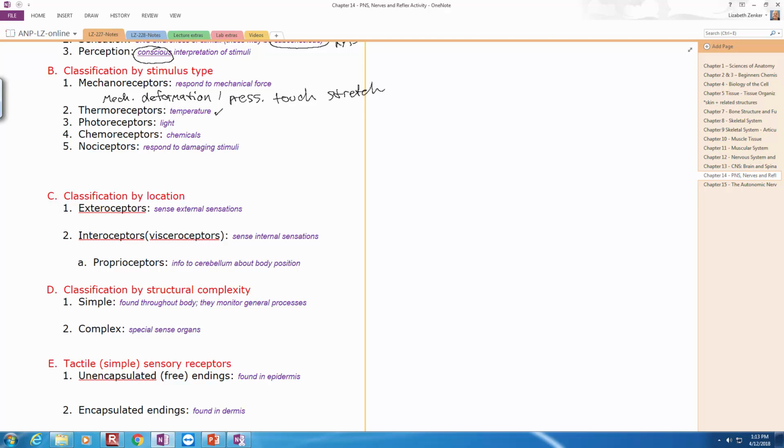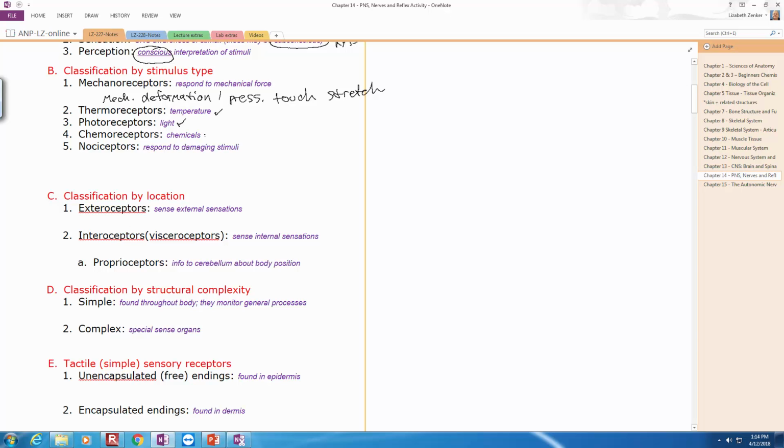Photoreceptors, what do you think that one is doing? So it's detecting light. And where might you have photoreceptors? In your eyes. Rods and cones, they're photoreceptors. And we delve into this a lot more when we get to 228, when we start talking about special senses and how your eyes perceive light and what's going on there.